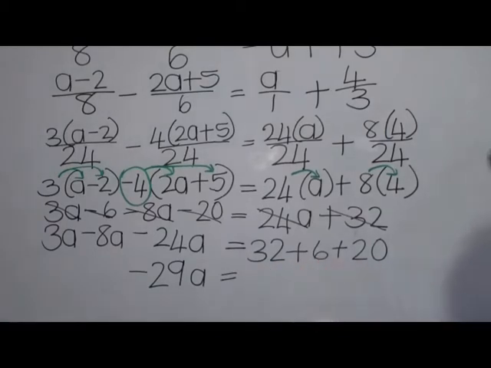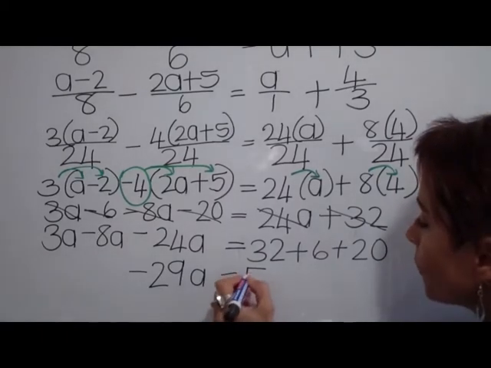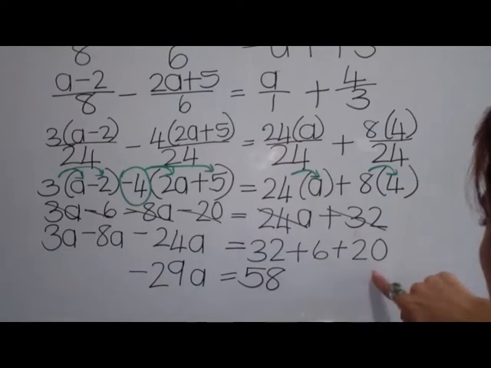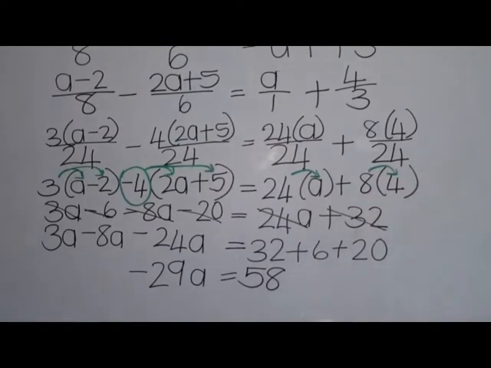32 plus 6 is 38. And 38 plus 20 is 58. Kom ons maak gou seker. 32 plus 6, 38. 38 plus 20. Beautiful, is 58. Yes.